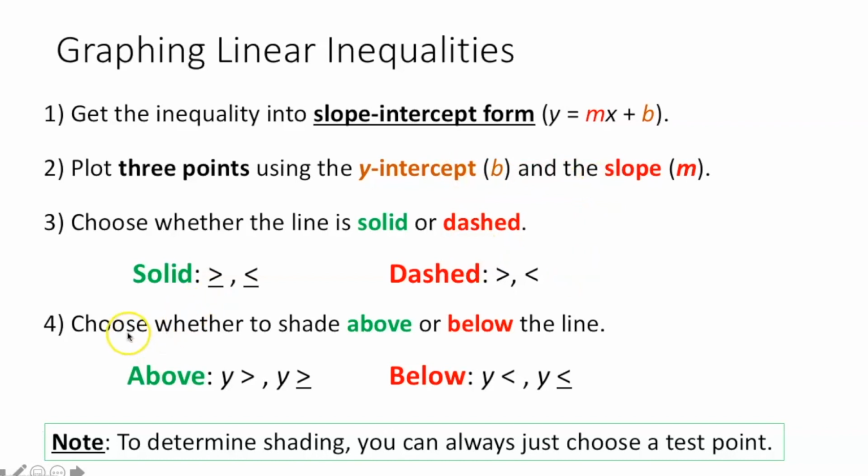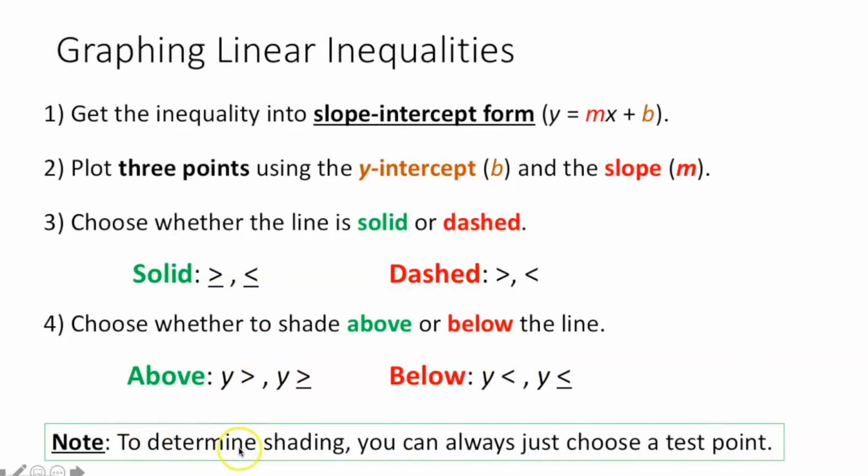Then you have to decide, are you going to shade above your line or below your line? And that just depends. Is it y is greater than or y is greater than or equal to? Then you're going to shade above. Is it y is less than or y is less than or equal to? Then you're going to shade below. If you can't remember that, then you just think, is your inequality symbol eating your y? If it's eating your y, you shade above. If it's facing away from your y, you shade below.